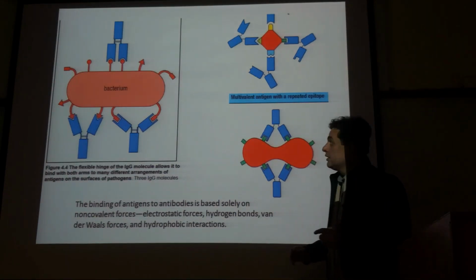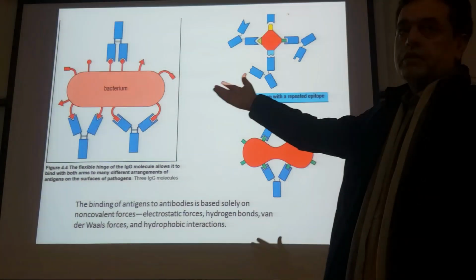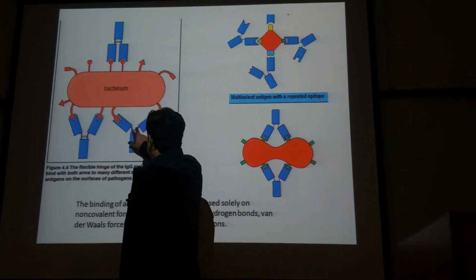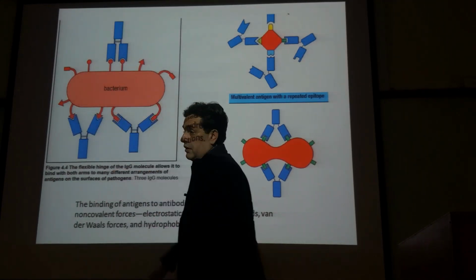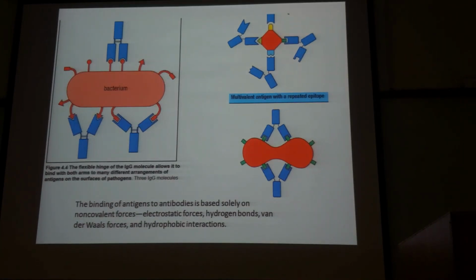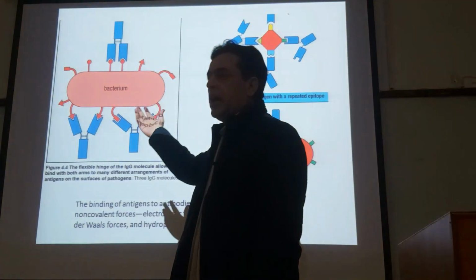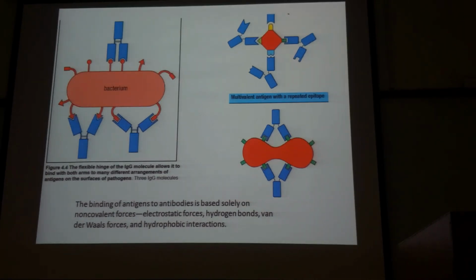Now, if you see here, this is a bacterium, and as I told you about the hinge, this hinge has different orientations in the case of different antibodies attached to this particular bacterium, because on the surface of the bacterium you can find different types of epitopes. An epitope is a region, or antigenic determinant, on the surface of a pathogen that can bind to an antibody. We call it an epitope.